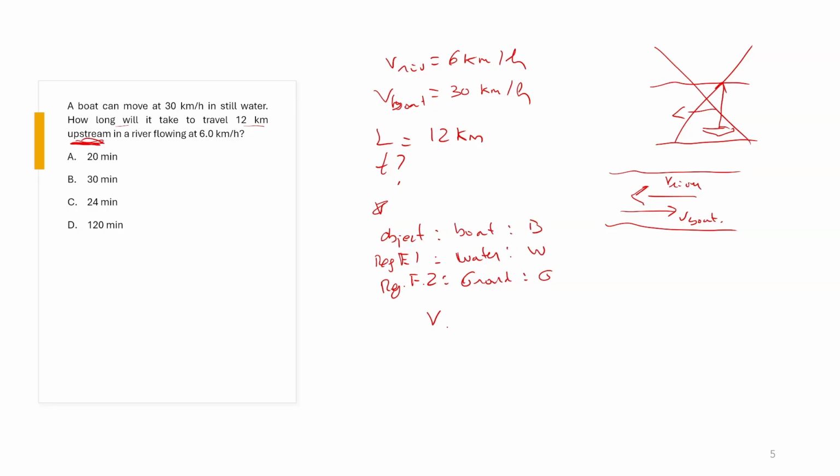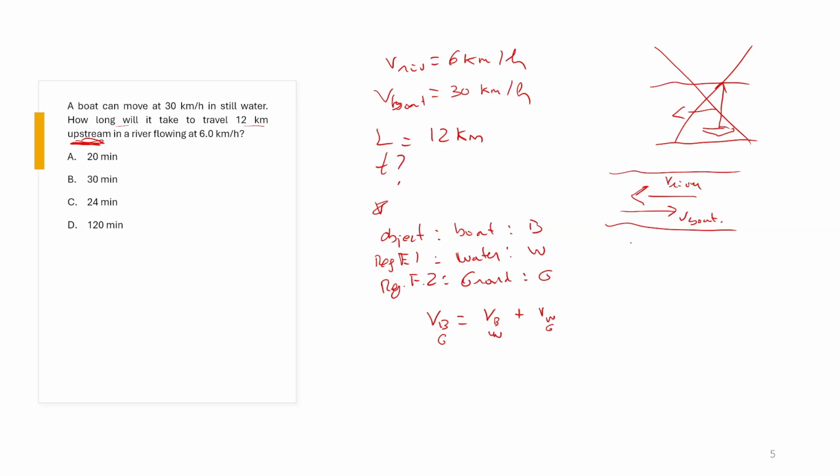And then we can write the equations. It's going to be that the velocity of the boat with respect to the ground is defined as the sum of the velocity of the boat with respect to the water plus the velocity of the water with respect to the ground. Right? So, oh nice. With respect to the ground.